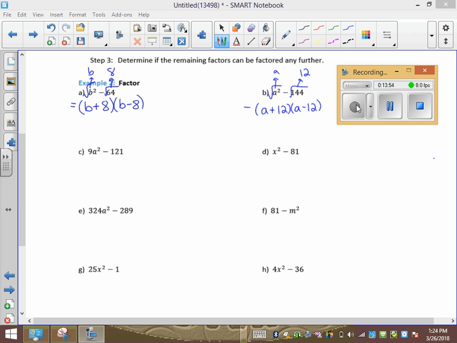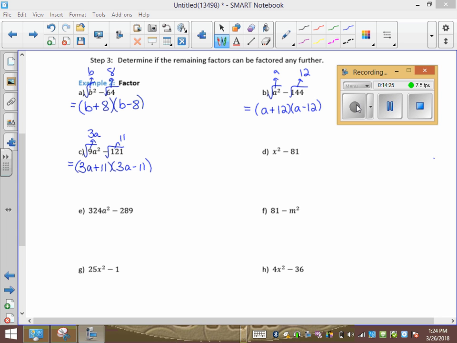And you guys, you need to be able to spot them. Okay? You need to be able to spot difference of squares. That's often where people are like, I can't get to cancel anymore, Mrs. Lepp. I'm like, because you didn't do a difference of squares. So you have to be able to spot them. 9a squared minus 121. Square root of 9a squared is 3a. Square root of 121 is 11. So you're going to get 3a plus 11, 3a minus 11.